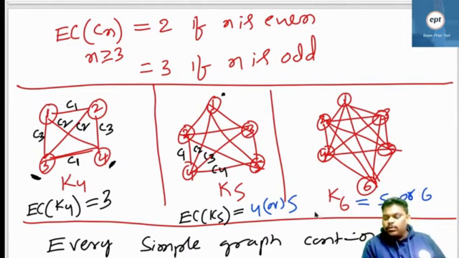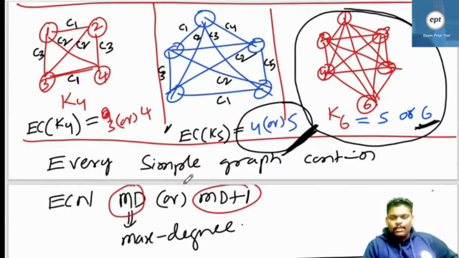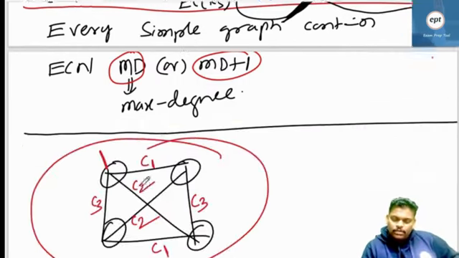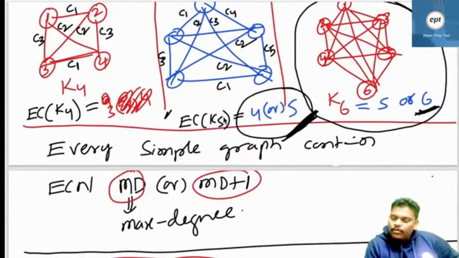Maximum degree or plus 1. Every simple graph contains edge chromatic number either MD or MD plus 1. Is it MD or MD plus 1? So can you help me now? K4, what is the answer? 3. I give an answer also, please check. K5, what is the answer?